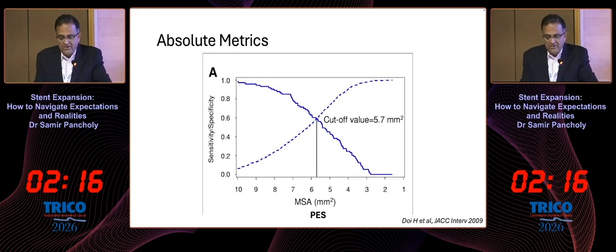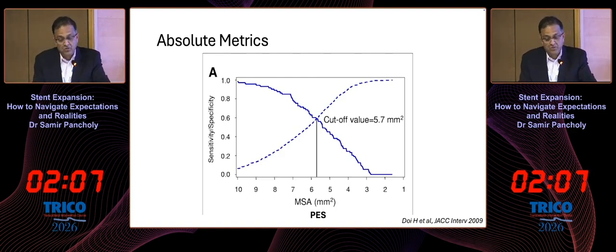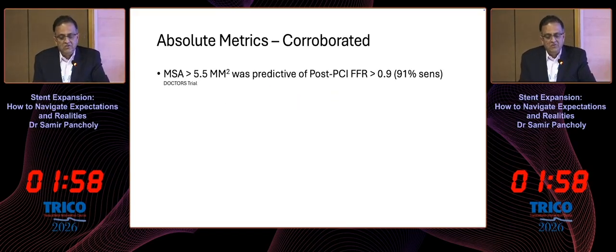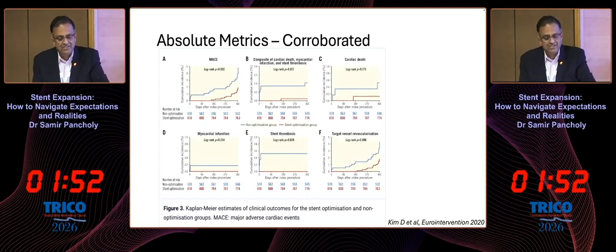Again, in this particular curve where the paclitaxel eluting stent was the studied population, a 5.7 millimeter square absolute expansion came out to be a predictor of a very good outcome. It was the discriminator of good versus bad outcome. The absolute metrics were corroborated in subsequent trials, in the DOCTORS trial, etc.